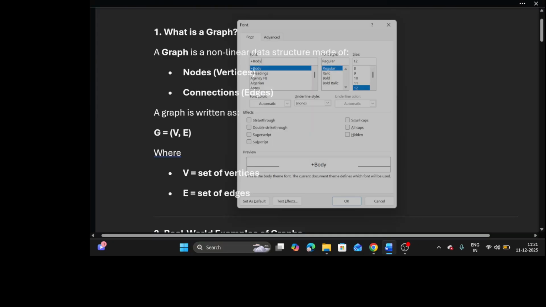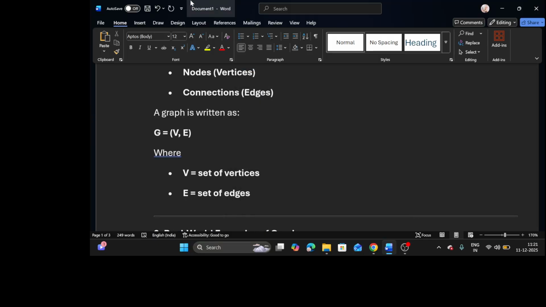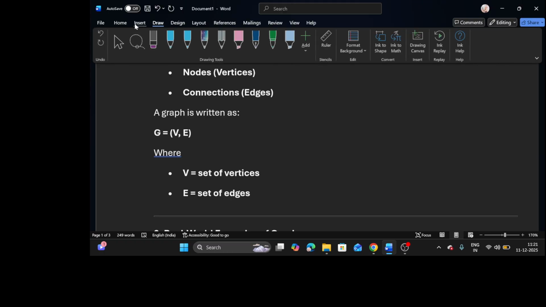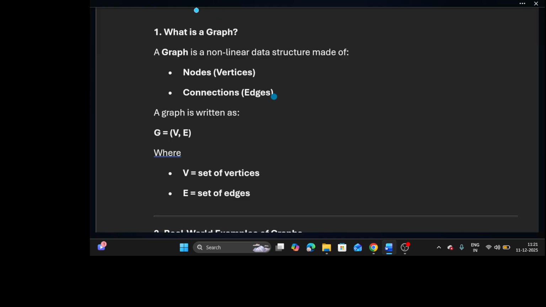So hello everyone, today we are going to discuss the graph. Okay, so what is a graph and all about graph? Okay, so a graph is a non-linear data structure made of two things.